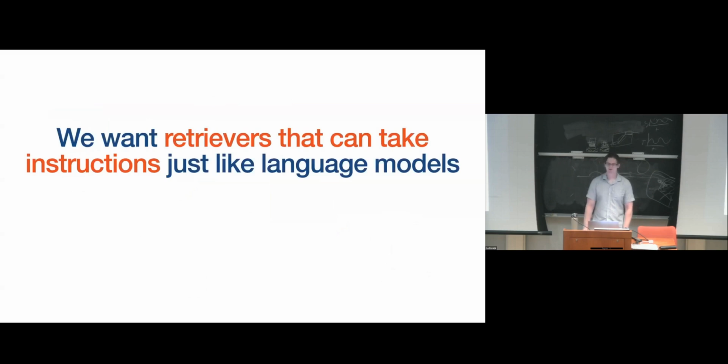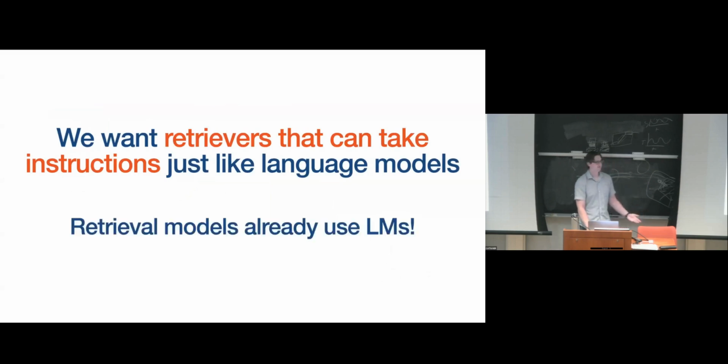So we want these retrievers that can take instructions just like language models. And the good news for us is that retrieval models already use these language models. They're already building retrievers based off Mistral, based off Llama. That's the hot thing in vogue right now, and we're already using it. So why can't we just use them like we would a language model? That's the goal I'm going to talk about today.